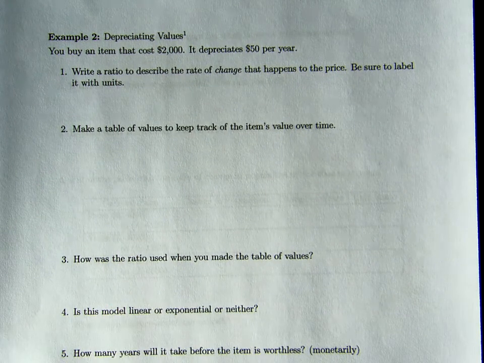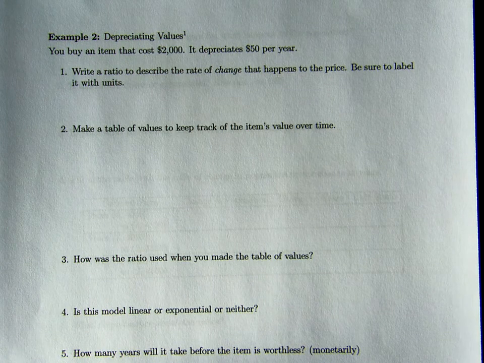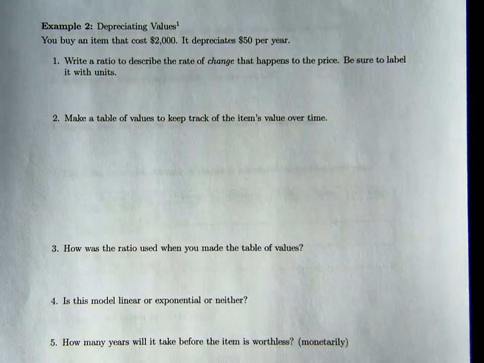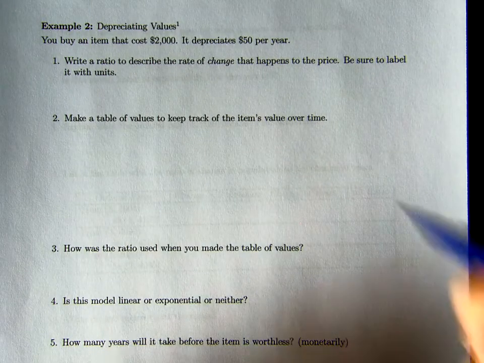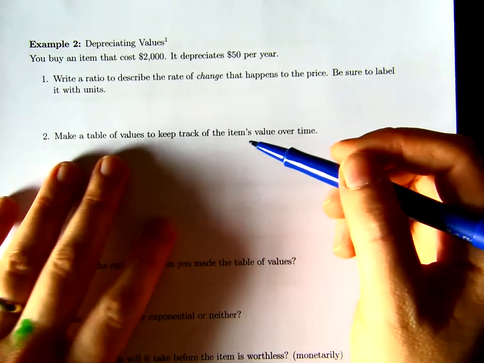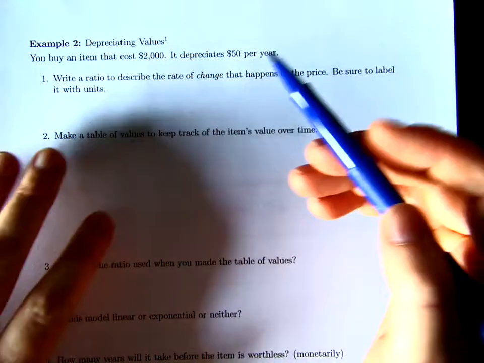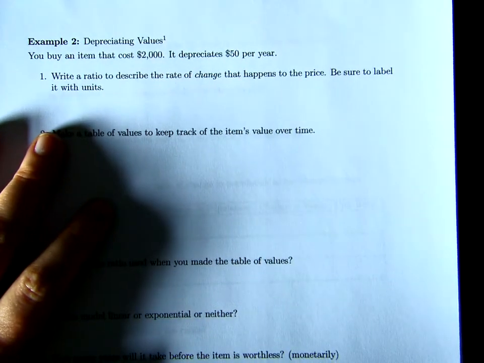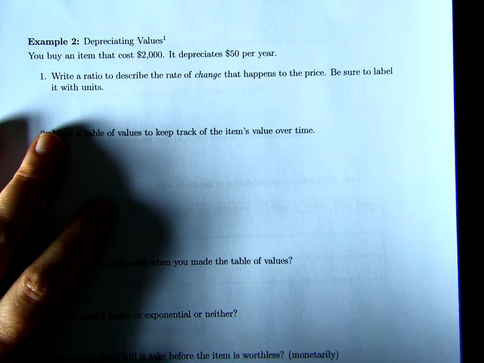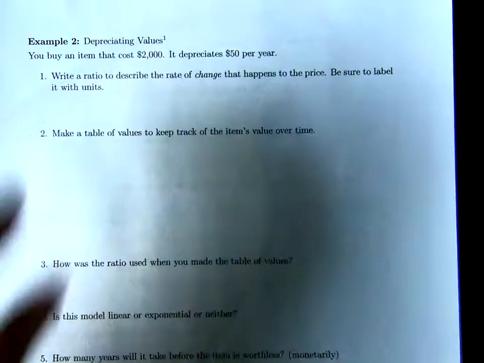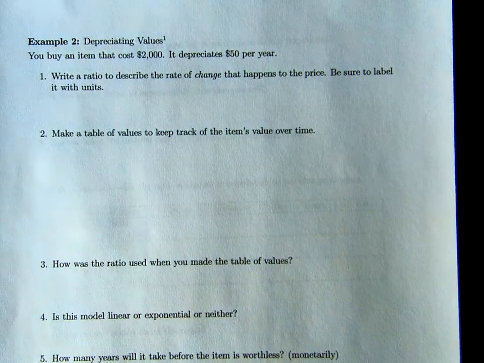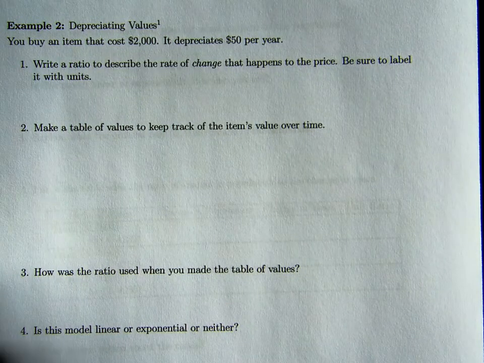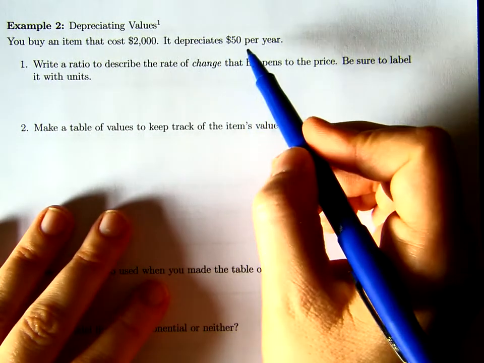Depreciating values. You buy an item that costs $2,000. It depreciates by $50 per year. Write a ratio to describe the rate of change that happens to the price. Be sure to label it with units. Okay, a ratio that describes the rate of change that happens to the price. Oh, the ratio: it depreciates $50 per year.